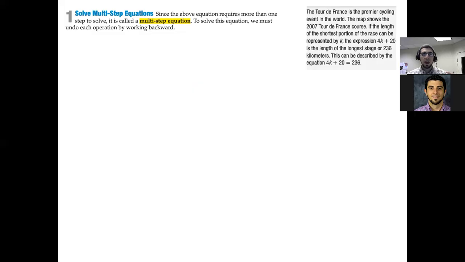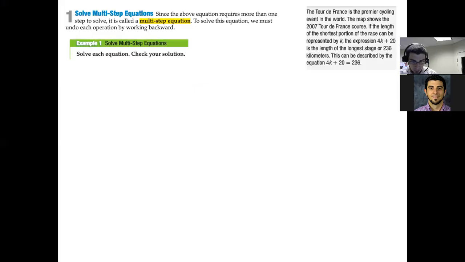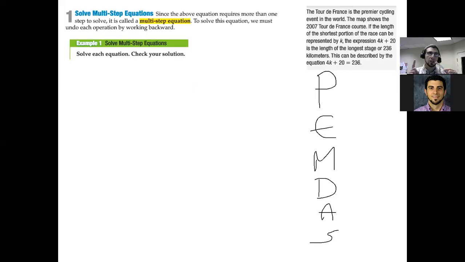And to solve it, we have to undo each operation by working backwards. Now, here's the thing. We learned the order of operations: parentheses, exponents, multiplication, division, addition, subtraction. That's how you simplify an expression. Well, when you solve an equation, it's kind of like you're unsimplifying it, so you want to work backwards. And that's how you solve an equation, because what you're doing really is you're undoing all the operations to get the variable by itself. That's called isolating the variable. So one of the easiest ways to think about it is to just do the order of operations in reverse.